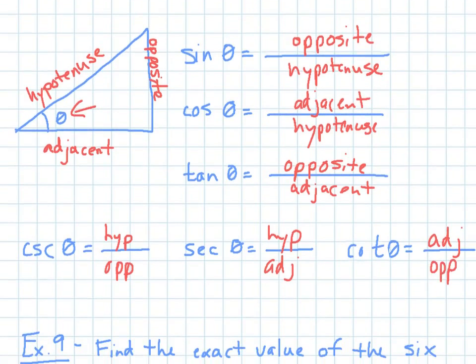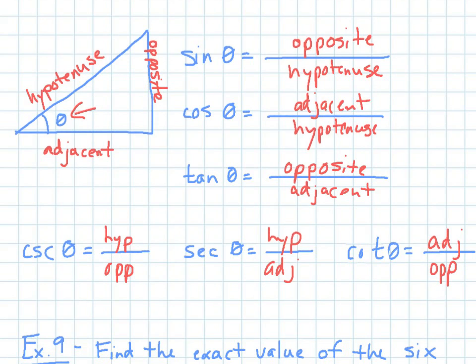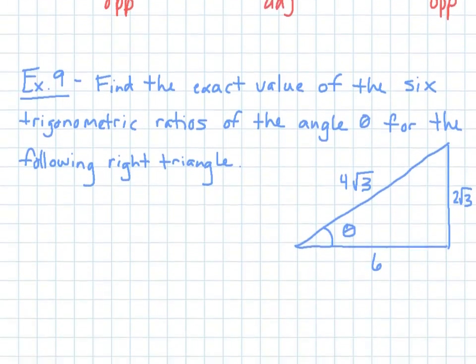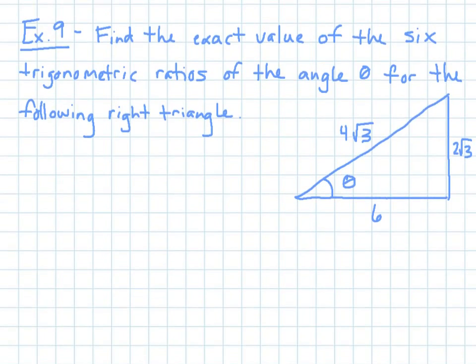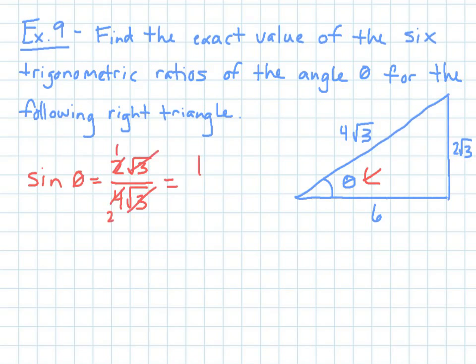Okay? So using these trig ratios, we can write all of our trig ratios for any given triangle with certain values for their sides. So let's say example 9 says to find the exact value of the 6 trigonometric ratios of the angle theta for the following right triangle. Okay, so here, if I want to find sine of theta, you always go from the angle that they're describing. So opposite over hypotenuse would be 2 square root of 3 over 4 square root of 3. Okay, for all of these, please reduce. So the square roots of 3 go away. I can reduce this to 1/2.